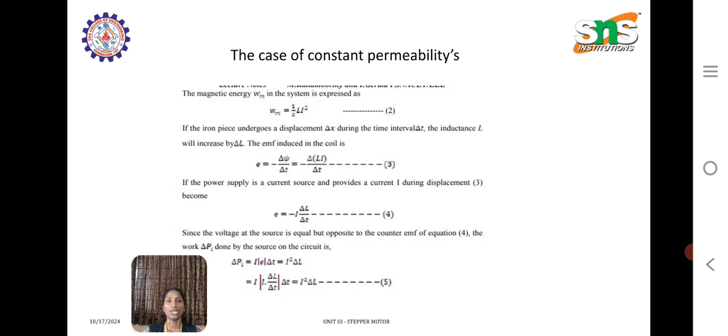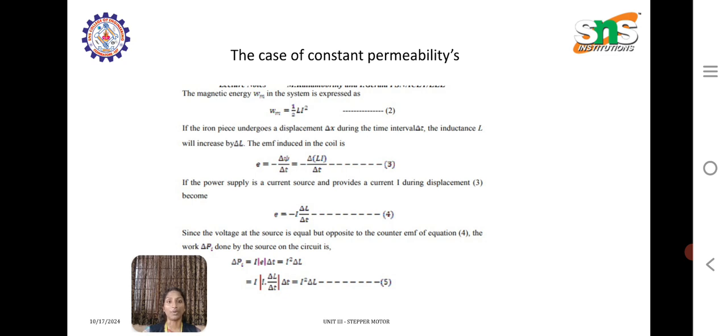The magnetic energy in the system is expressed as Wm is equal to half into L I square, which is the stored energy. If the iron piece undergoes displacement del x during the time interval del t, the inductance will increase by del L. So E is equal to, as we all know, minus del phi by del t. Instead of flux linkage, we can substitute L into I, so the equation becomes minus del (L I) by del t. If the power supply is a current source and provides a current I during displacement, then E is equal to minus I into del L by del t, which makes equation 4.